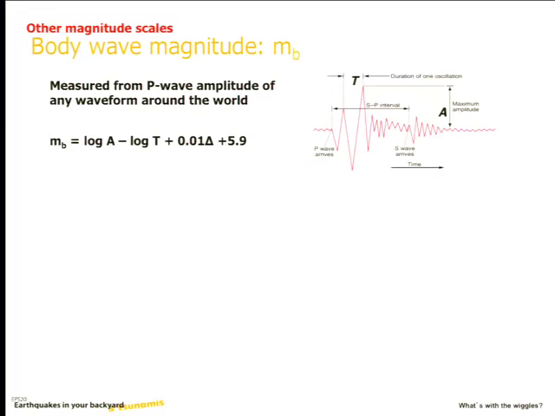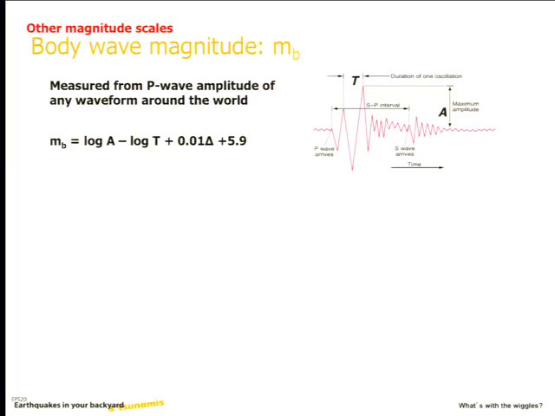But when we want to go up to a global scale and have a consistent measure of magnitude, body wave magnitude is one way that we do that. The body wave magnitude is estimated using the P-wave arrival. So the P-wave body wave measured at any station anywhere in the globe can be used to estimate the body wave magnitude of an earthquake. And again, it all comes back to the amplitude. In the case of the body wave magnitude, we take the log of the amplitude. We actually use the period, which is the duration of one oscillation, and then there's a distance correction.